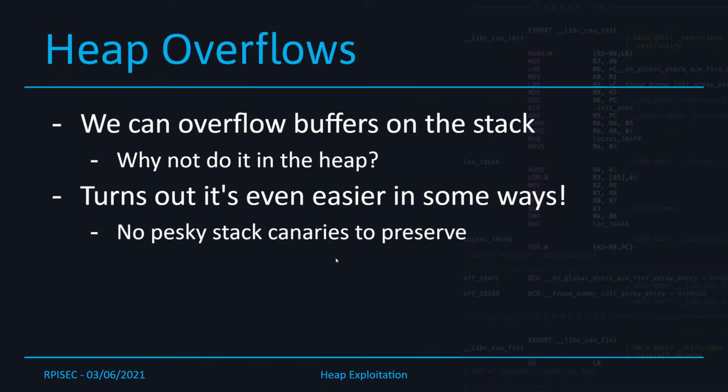So we can overflow buffers on the stack. So why don't we overflow buffers on the heap? And this is not only possible, but it's actually easier in some ways. Like on the stack, they've got canaries. So they detect, oh, you've overrun a buffer and possibly clobbered the return pointer. We're going to put a stop to that. Program stops. On the heap, that's not really a thing.